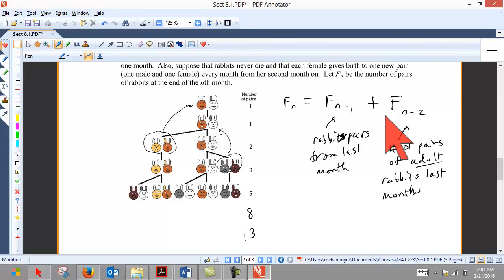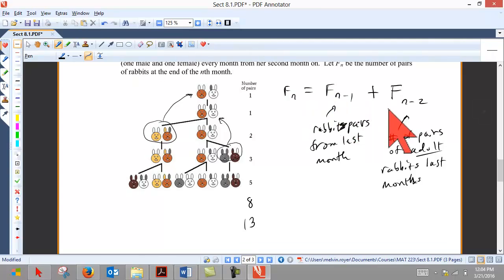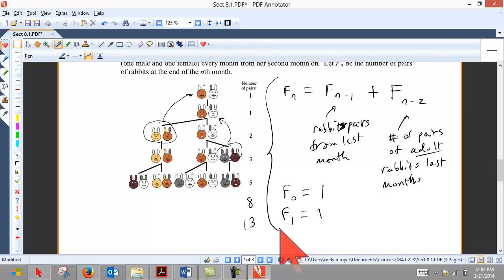Okay, so notice this recurrence actually goes 2 time steps in the past. To show how many rabbits I have in month 6, for example, I need to know how many rabbit pairs I had in month 5 and back in month 4. So to give initial conditions, I had better give 2 of them. How many do we start with? 1. And how many do we have after the first month? Still 1. And then all of this together lets me crank out the rest.